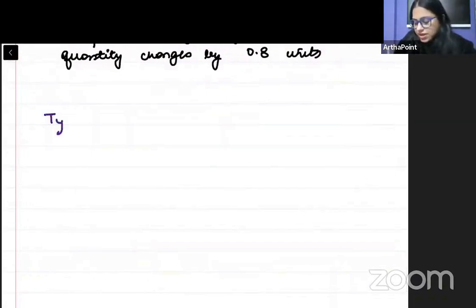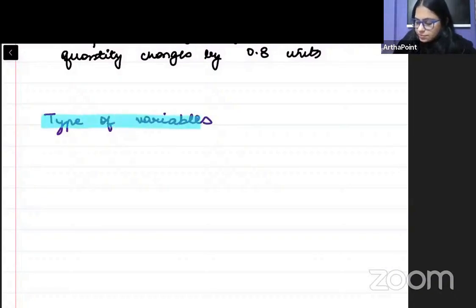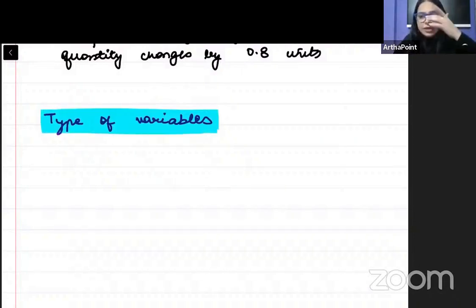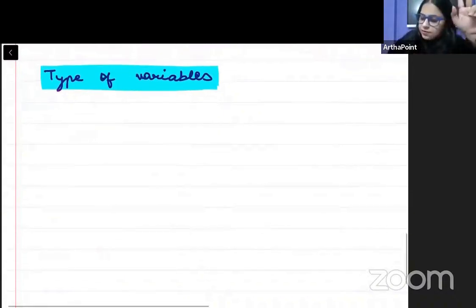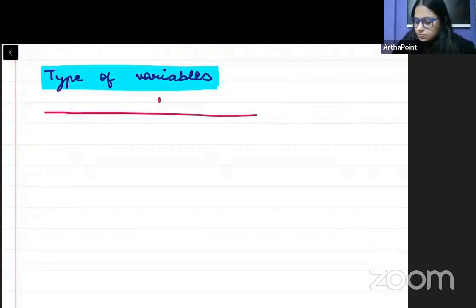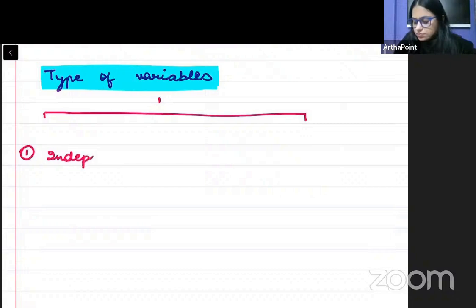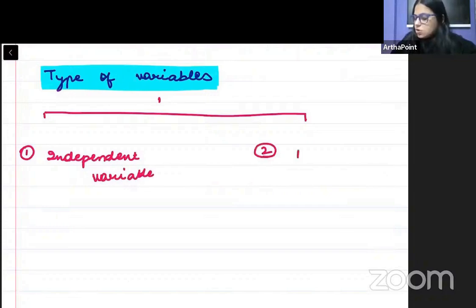Now let's try to deep dive and understand what are the types of variables. So I will write down the next title as types of variables. Right, beta? So I can divide my variables into two types. One is called independent variable. And second is called dependent variable.